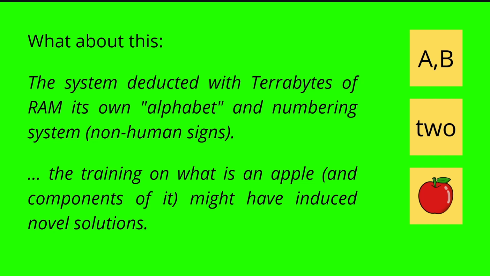And maybe the internal representation in the latent space, in the low-dimensional latent space of the image tokens, are non-human signs. I don't know. It is an idea that I have. And maybe the training on what is an apple to us and its components might have induced a novel solution in this terabyte of RAM that is analyzing millions of examples of text-image tuples.